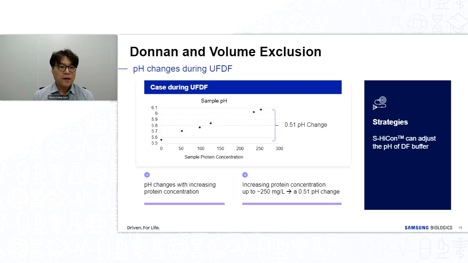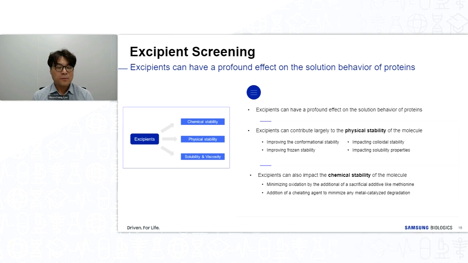In addition to identifying an optimal pH and buffer system, it is also critical to select the most suitable excipient for the formulation. Excipients can impact the chemical stability as well as the physical stability of the protein. In high concentration formulations, physical stability can be a major concern.